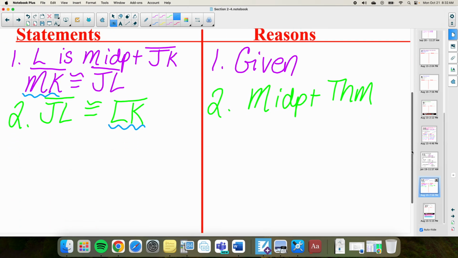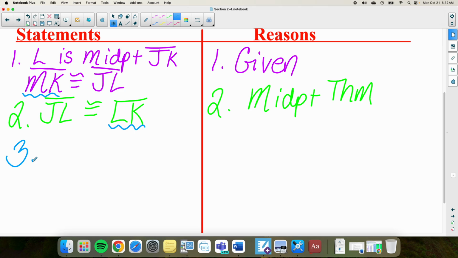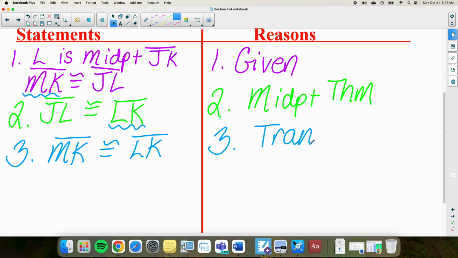And transitive is something we use quite a bit in these proofs. So because JL is here and here, what you can do then is get rid of them. So kind of think of crossing those out, and you can say that MK is congruent to LK. So it's like you've crossed the JLs out, and that is the transitive property.